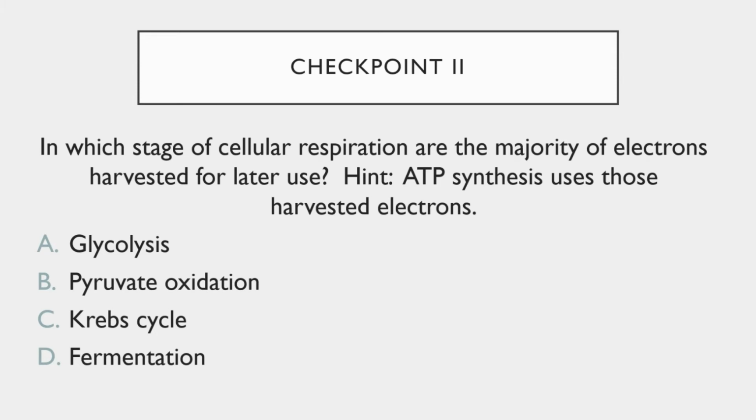Checkpoint 2. In which stage of cellular respiration are the majority of electrons harvested for later use? Hint: that later use is where ATP synthesis uses those harvested electrons.